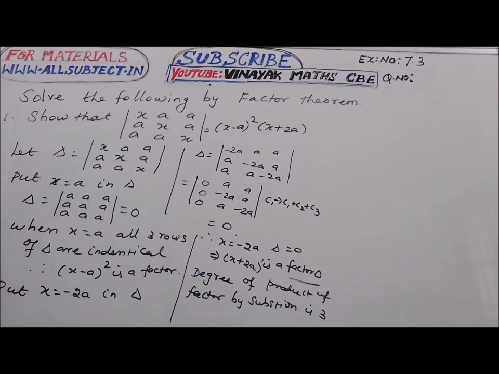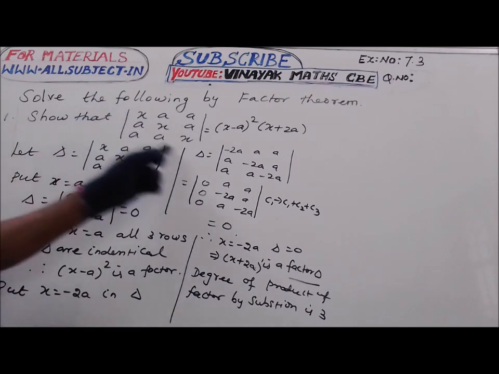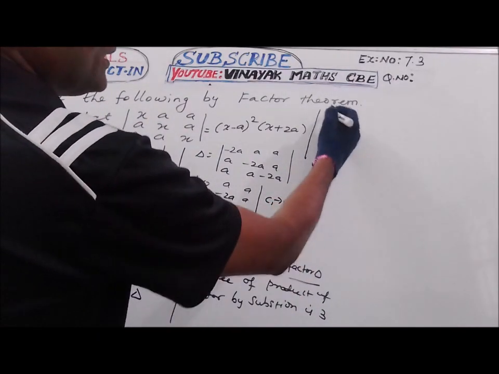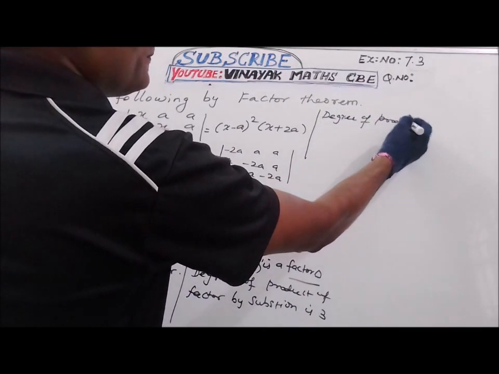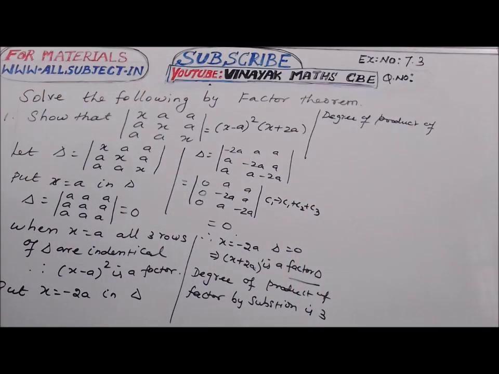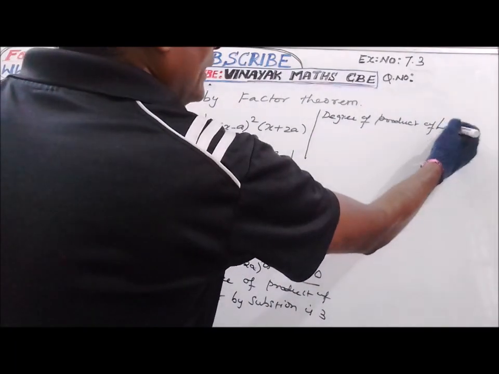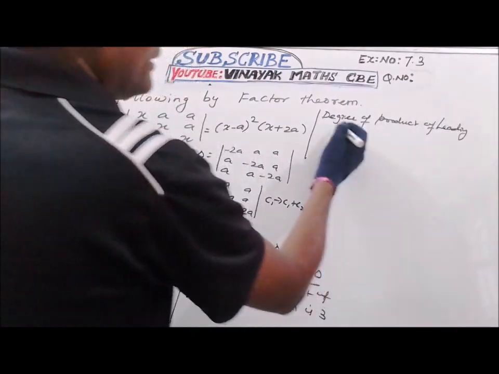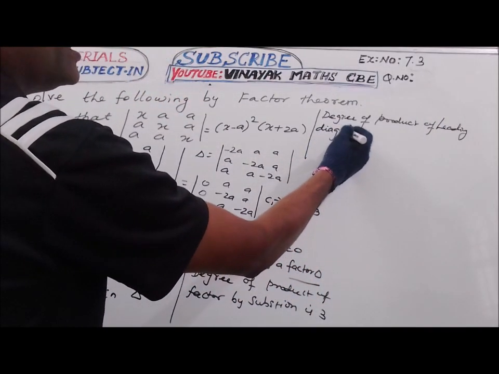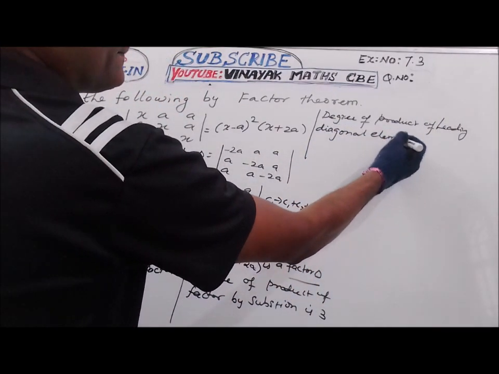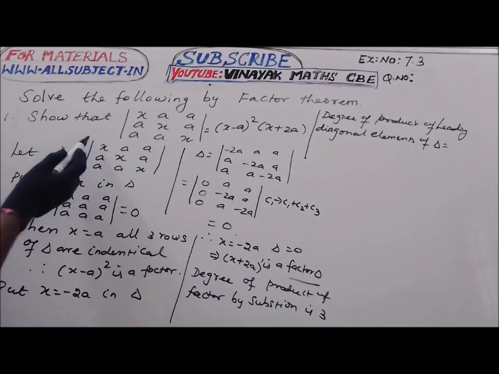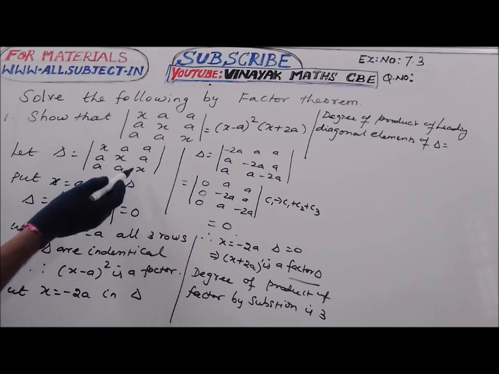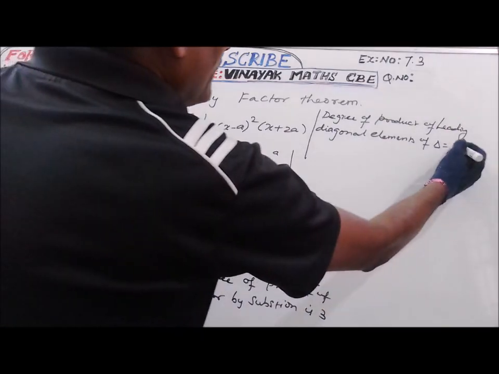And then we need to find the degree of the product of the leading diagonal elements. Now, the degree of the product of the leading diagonal elements of delta is, now which is the leading diagonal, x. Multiplying these three, x times x is x square, then x cube. So the degree is 3.